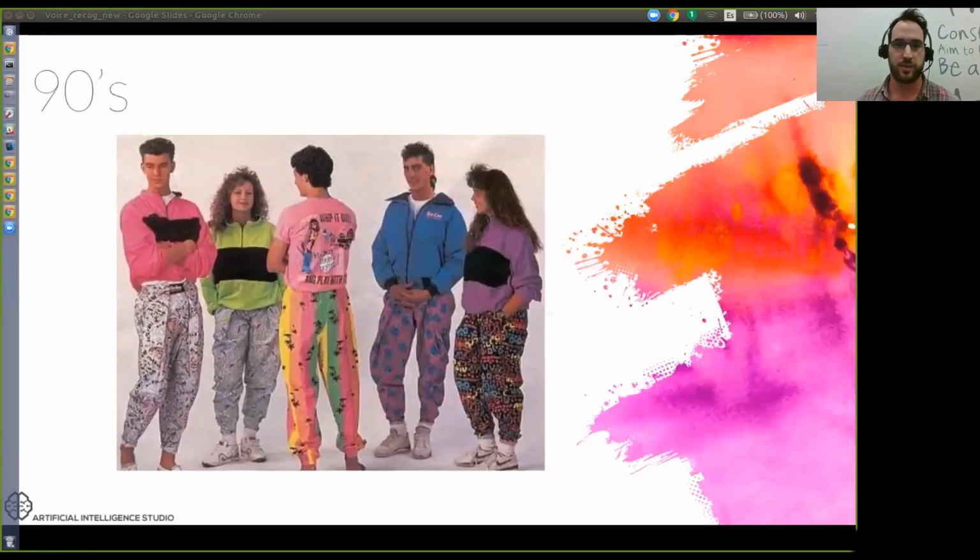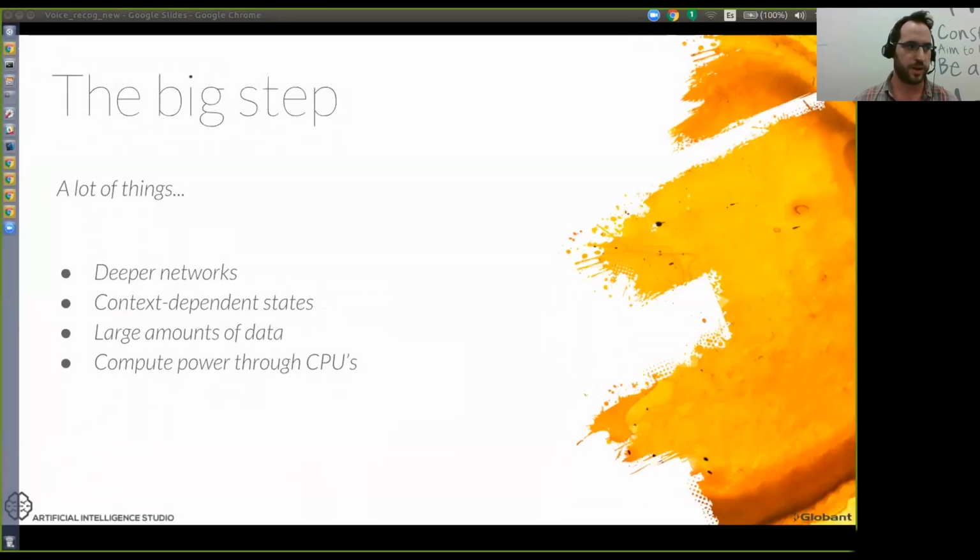So the 90s was a time where nothing happened in terms of speech recognition and deep learning in general. People had already taken chances to do it, and not that much was achieved at that time. So we actually want to know why, and why now is a big thing.